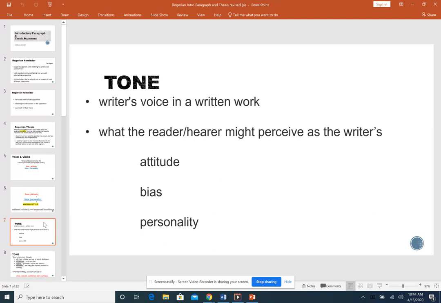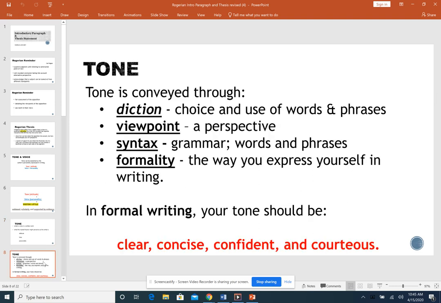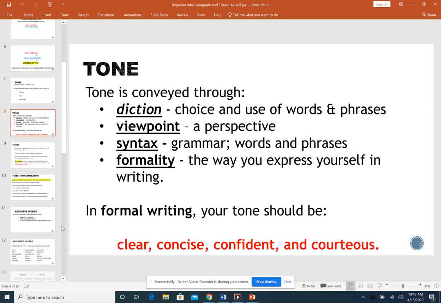Tone is the writer's voice in the written word. Tone can express attitude, bias, personality. Remember, in this Rogerian paper, we're going to try to avoid bias. We're going to try to present balanced perspectives of both sides of the issue. In formal writing, in academic writing, which is what you're doing for this paper, your tone should be clear, concise, confident, and yet courteous. We're going to withhold judgment of the opposition when we're writing our paper.